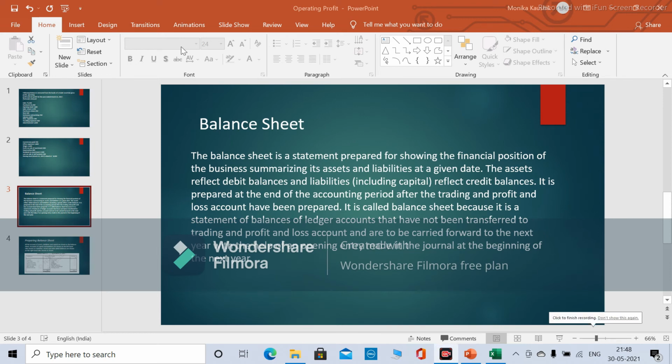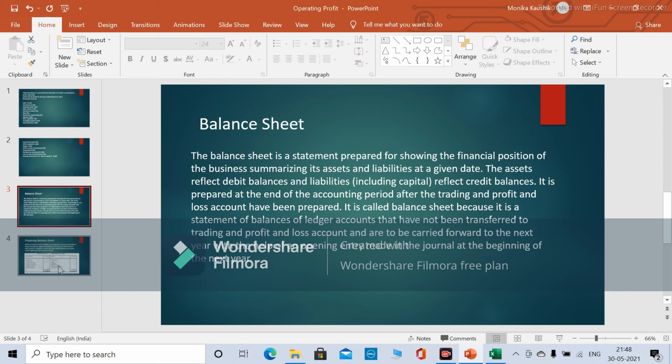What happens when we prepare the trading and profit and loss account? All the expenses and revenues, the losses and gains, we transfer from the ledger accounts or the trial balance to the trading and profit and loss account. The balances remaining which have not yet been transferred also need to be carried forward to the next accounting year with the help of an opening entry made in the journal at the beginning of the next year. So that is called the balance sheet, in which we show assets and liabilities which have not been transferred to the trading and profit and loss account.